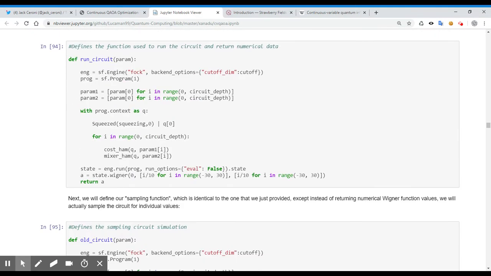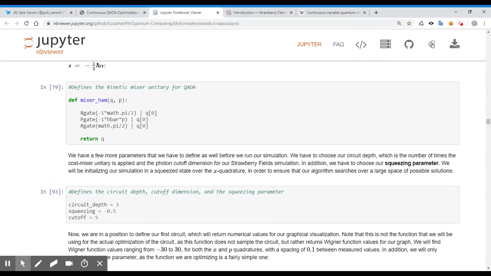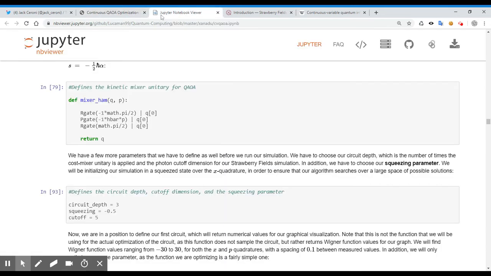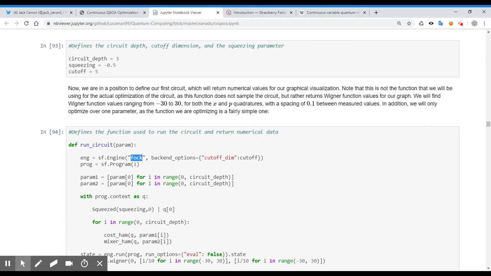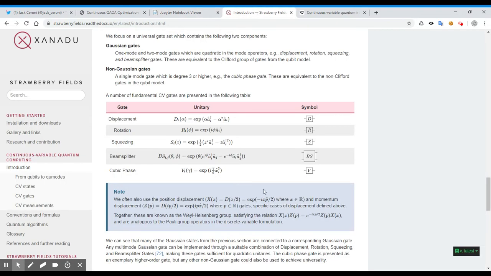Okay, but it seems. Oh, wait a second. Why is it Fock and not Gaussian? And so the P gate, and the R gate. That's interesting. I thought that was supposed to be Gaussian, because aren't those all Gaussian gates? The non-Gaussian are beam splitter and cubic phase, the V and the BS gates. I love that it's called BS.